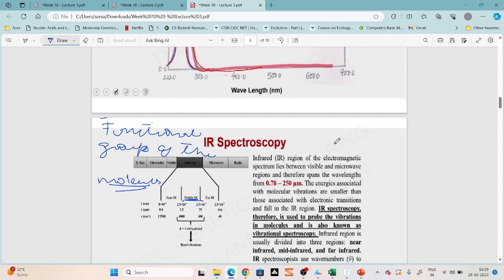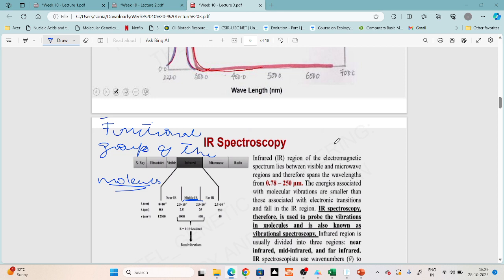Suppose an OH is present in benzene and an OH is present after a very long carbon chain. Will the OH which is present with a benzene have the same peak as the OH which is present after a very long carbon chain? What would be your answer? Think, what should be the answer?